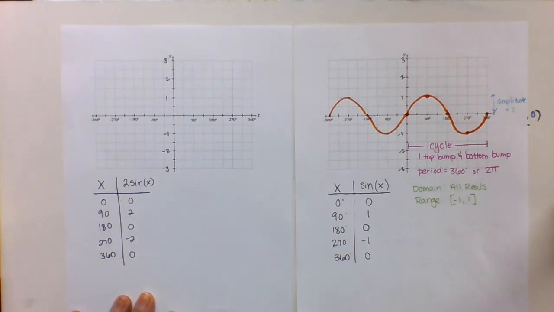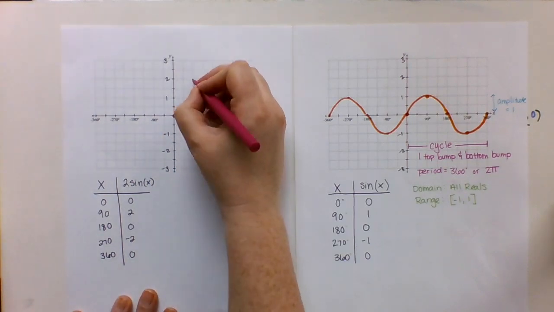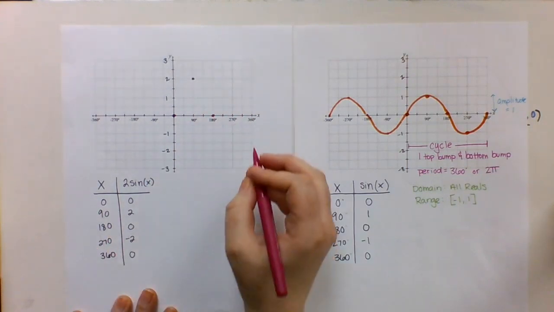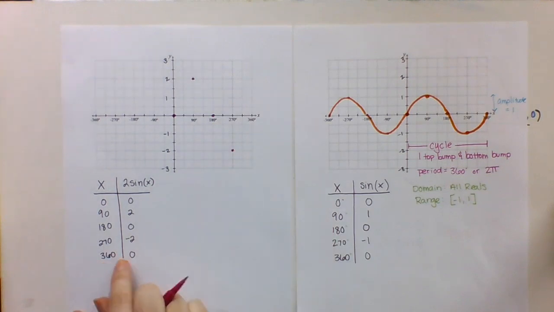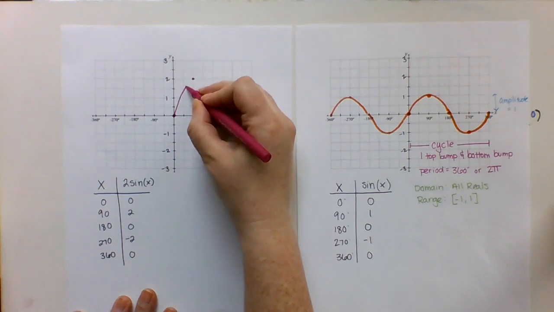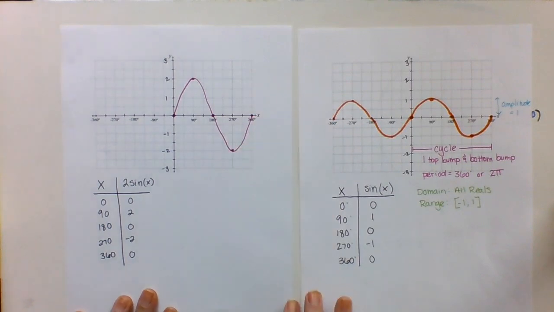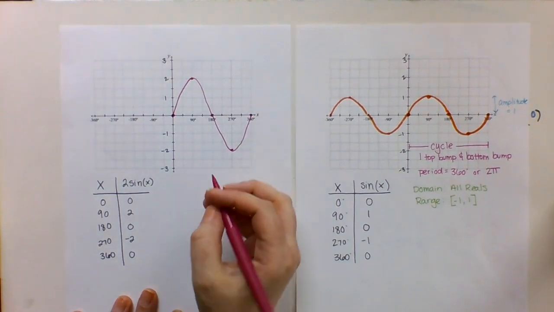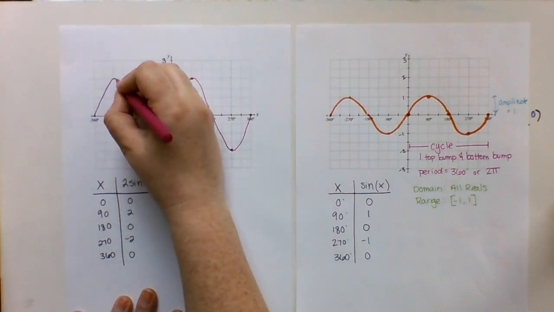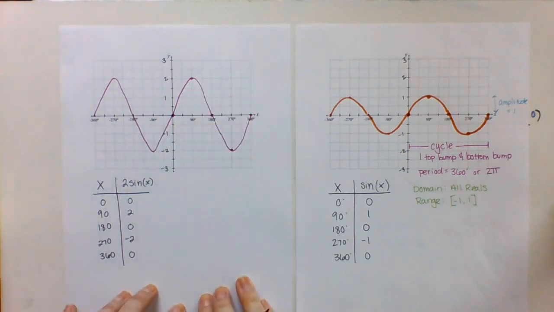And now I'll go through and I'll plot these points. So we have 0, 0, 90, comma 2, 180, 0, 270, negative 2, 360, 0. So you'll notice this graph is a little bit taller than it was before. Okay, so I'll just do that side. And then if I did the other side, okay, that's what the other side would look like.